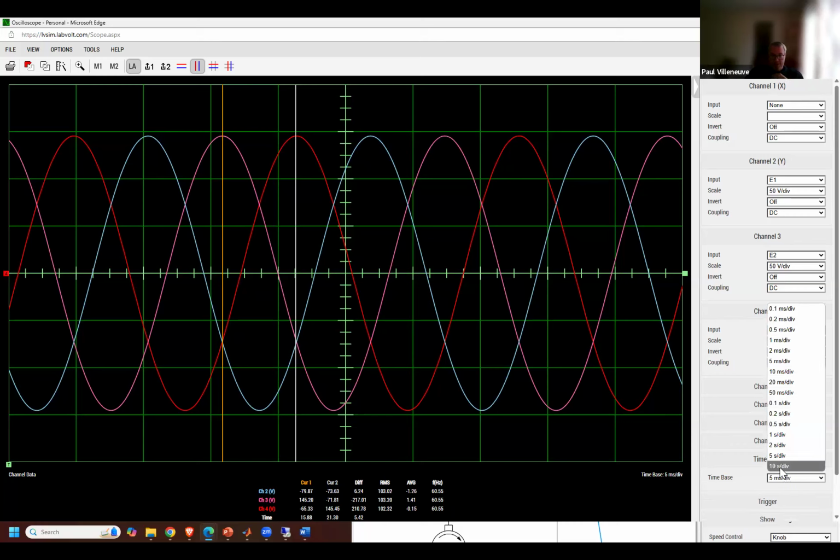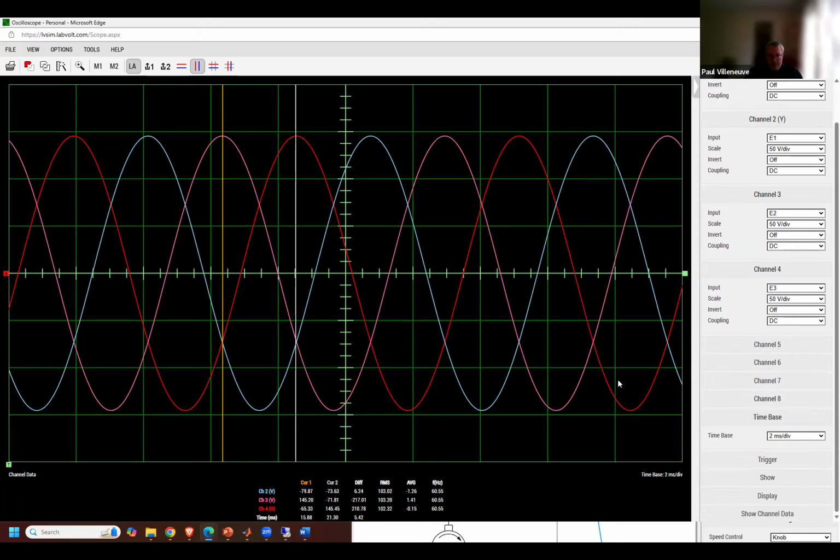So if I want to display more zoomed in, which way do I go? Do I go to 2 milliseconds or to 10 milliseconds? 2, because each of these major divisions takes 2 milliseconds. Right now it takes 5. So if I zoom in, I go to 2 milliseconds, or I go to half a millisecond. Now you'll really see it zoomed in.